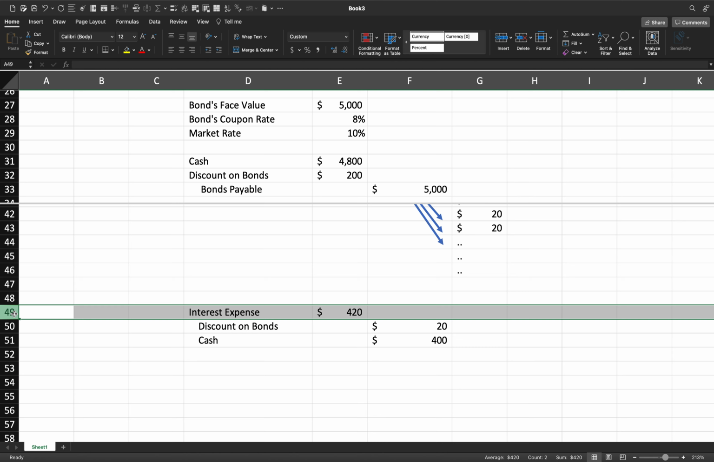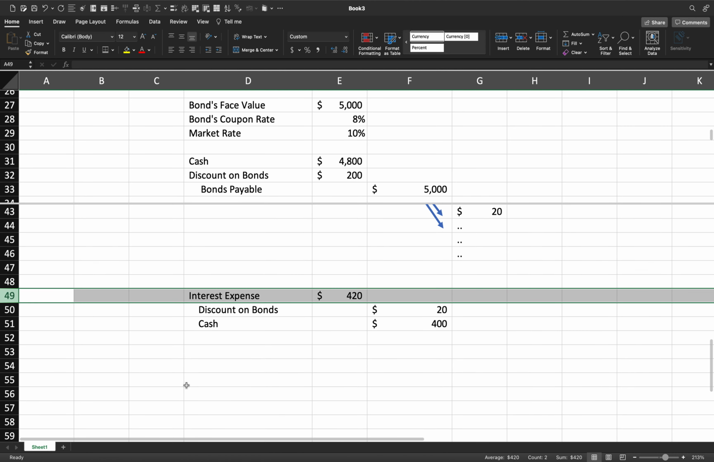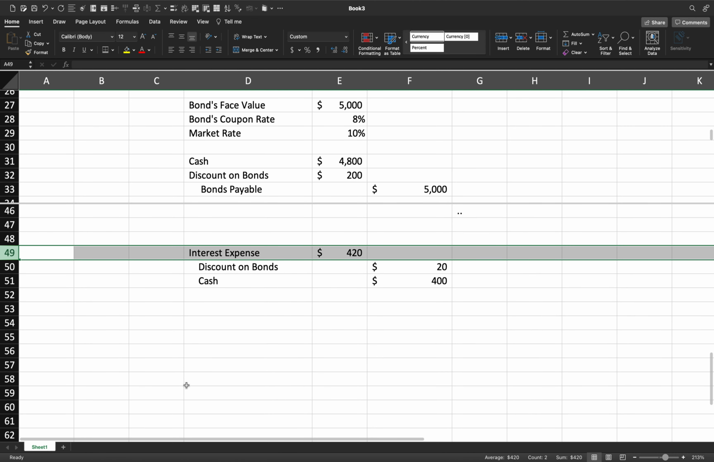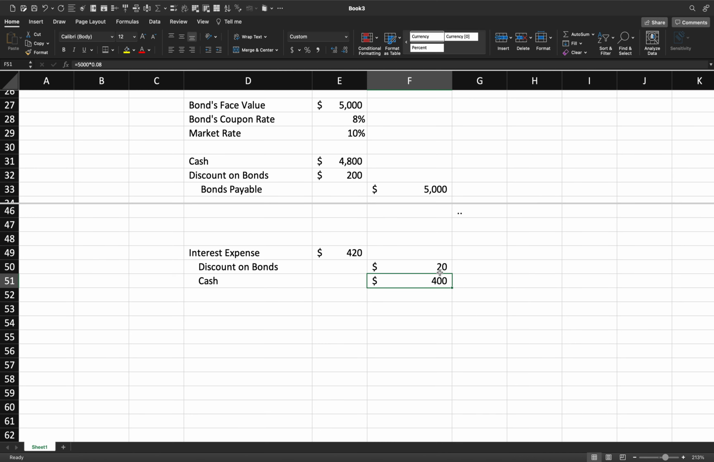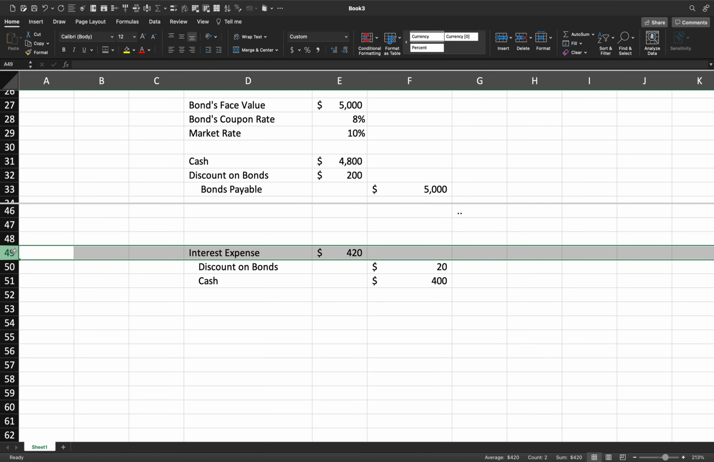Notice what has happened with this entry at the end of the year when we owe interest to our creditors. They get their money. We get to destroy part of that discount that's on our books. And by the way, the discount on bonds payable now should be 180, because 200 minus 20 is 180. And we get to recognize additional interest expense over and above what we paid in cash.